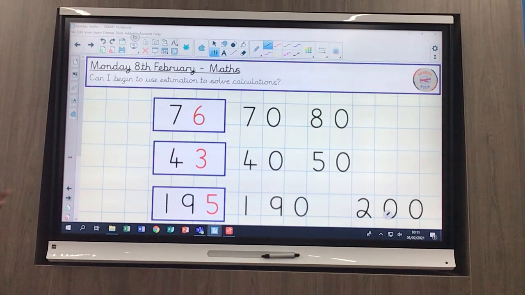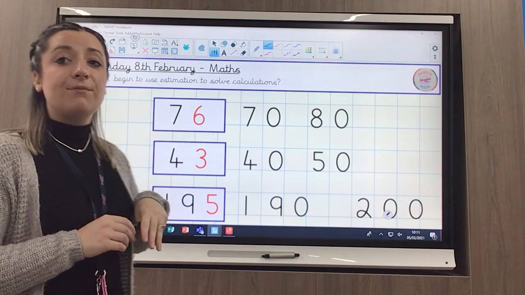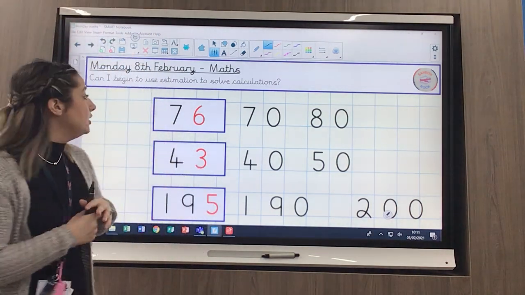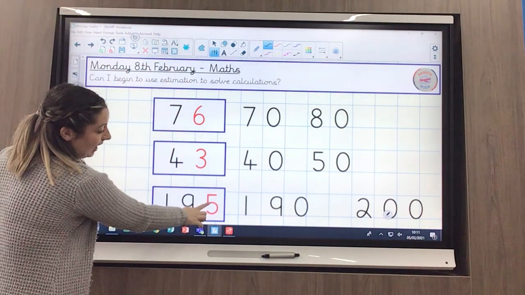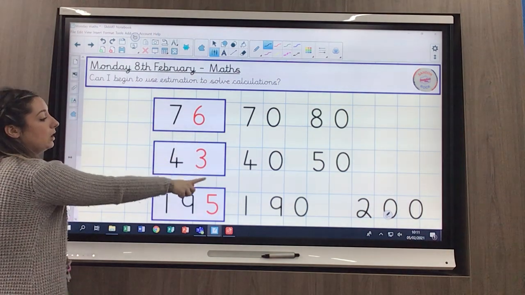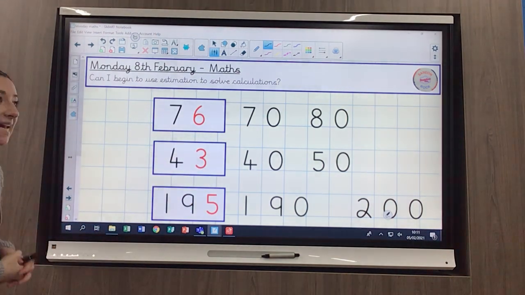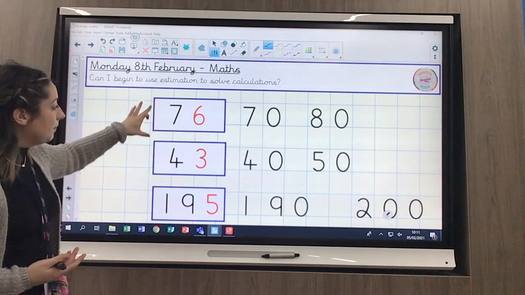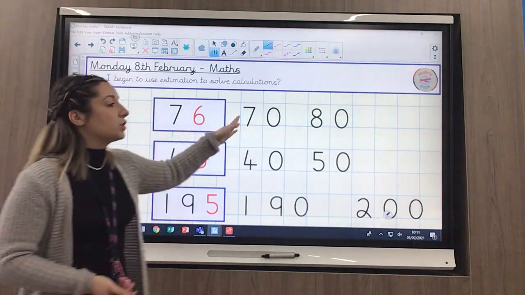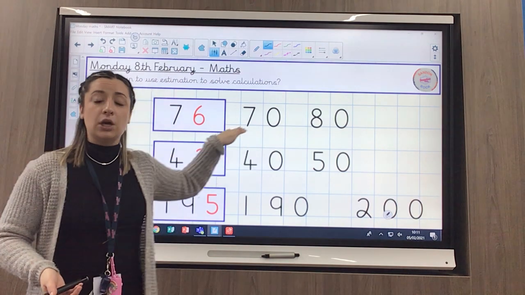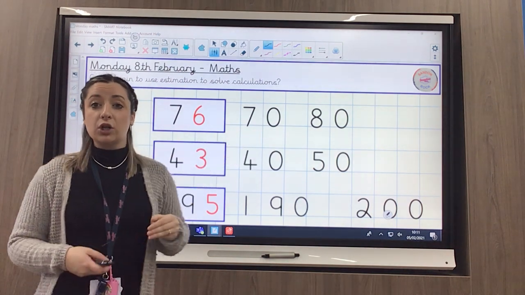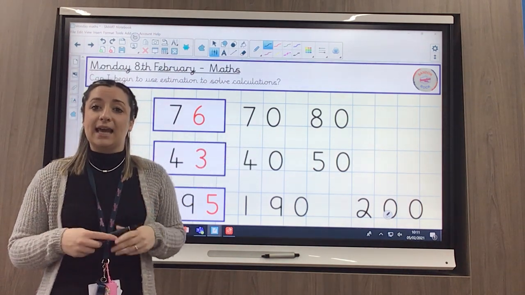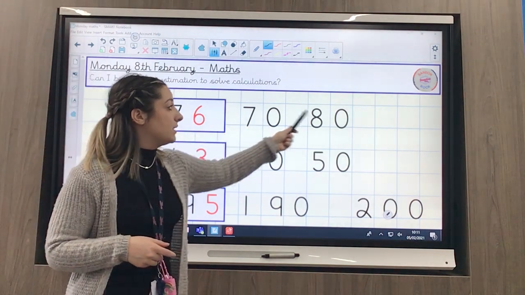Okay then, so here in your books what I have got is something very similar, and I've got my number here, and you can see that I have highlighted my ones column because we are rounding to the nearest 10 today. And in your books you've got the answers which are in boxes. Then you've got some examples next to it. So when you have a look at the examples, you've got to circle which answer is the correct one, which is going to be rounded.